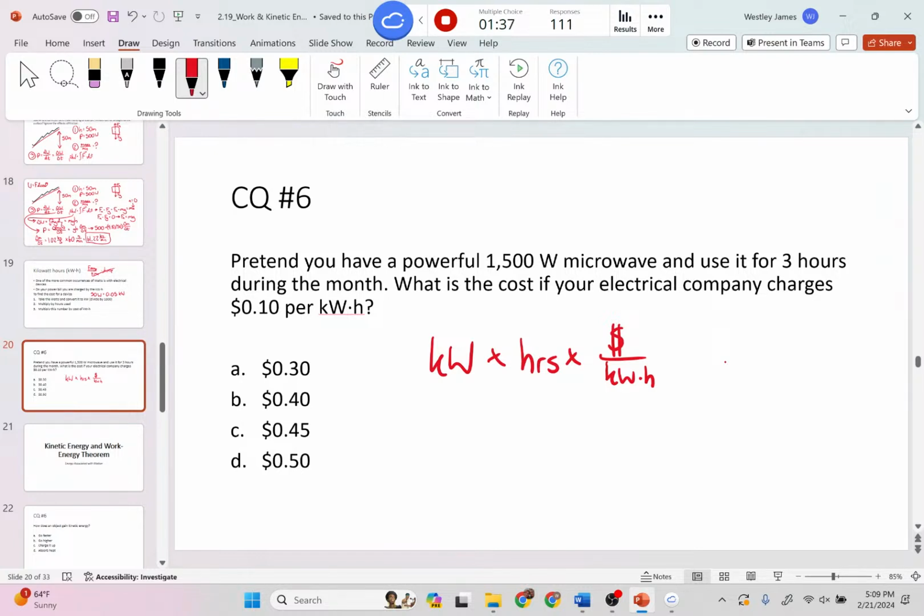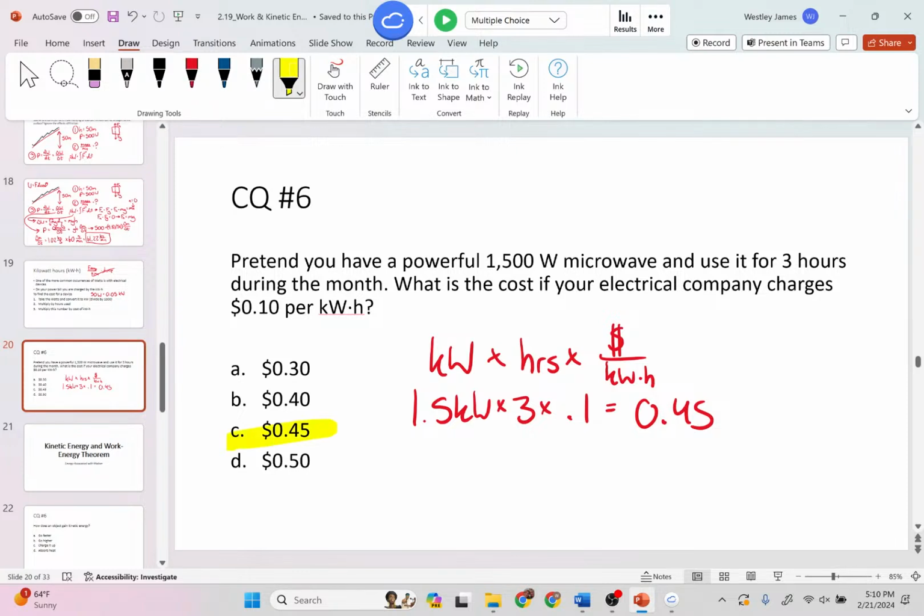All right, we'll close this at 45. So 5, 4, 3, 2, 1. So if you did the conversion, you got 1.5 kilowatts times 3 times 0.1 comes out to 0.45. That's the cost of a microwave. It's not very much. Makes sense. You don't run it very much.